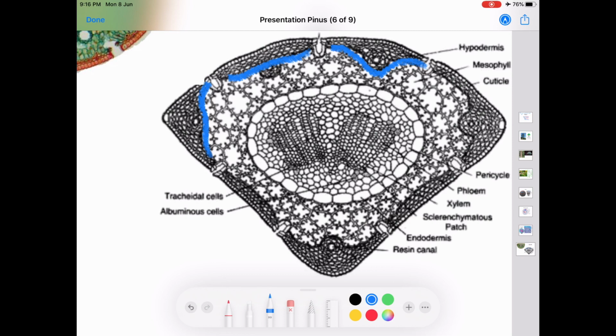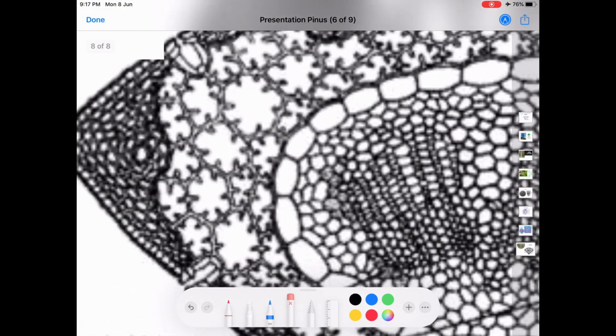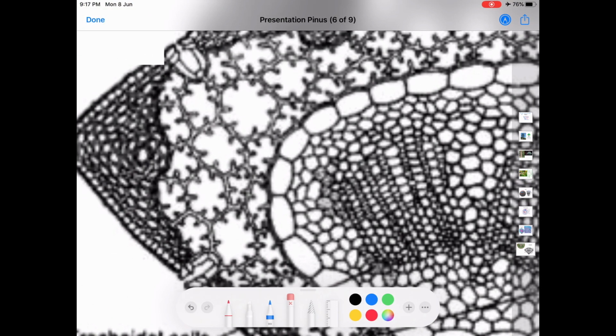Inner to the sclerenchymatous hypodermis is the mesophyll tissue. Mesophyll tissue is not at all differentiated into palisade and spongy. You can see the mesophyll tissues. And these mesophyll tissues carry small peg-like ingrowths. In every mesophyll cell, you can see small peg-like ingrowths of cellulose.